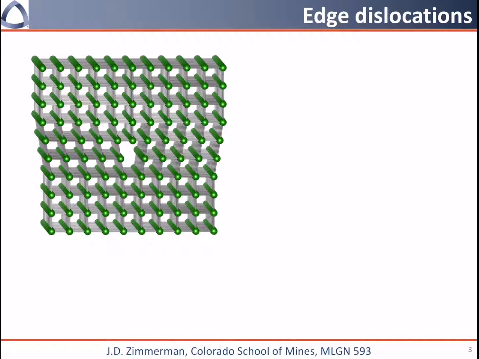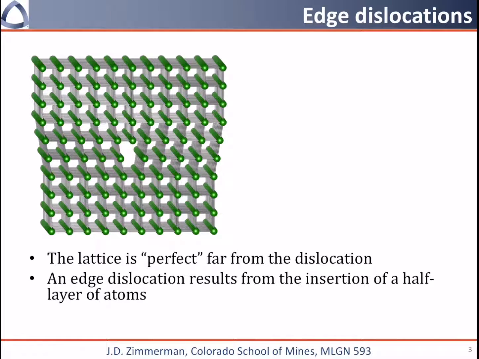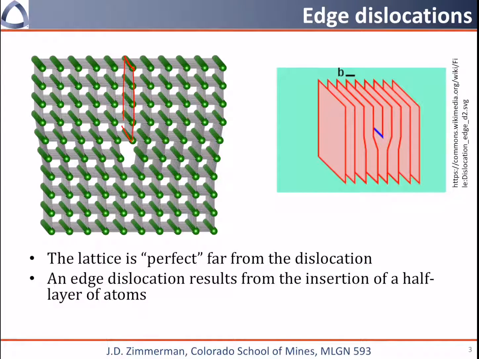So here I'm showing you an edge dislocation. Very far from the center of this, out towards the edges and the top and the bottom, this crystal looks perfect. But what we've done is we have inserted essentially a half layer of atoms into this portion of the crystal. You can also see that on this image here where we've added this extra half plane of atoms into the crystal.